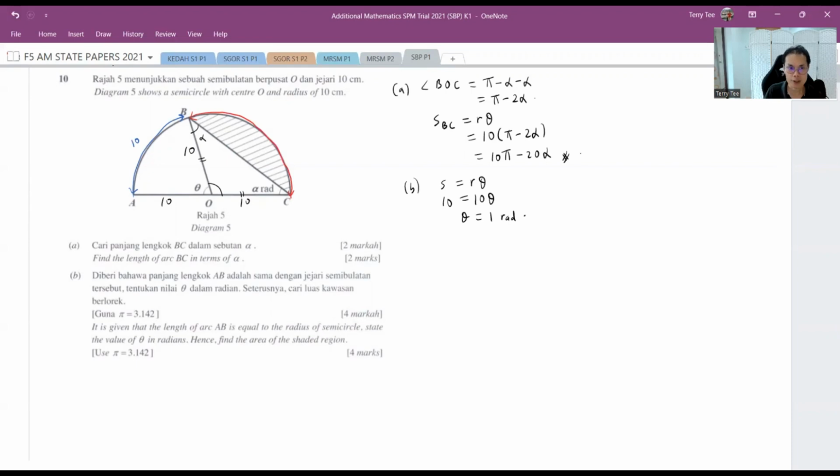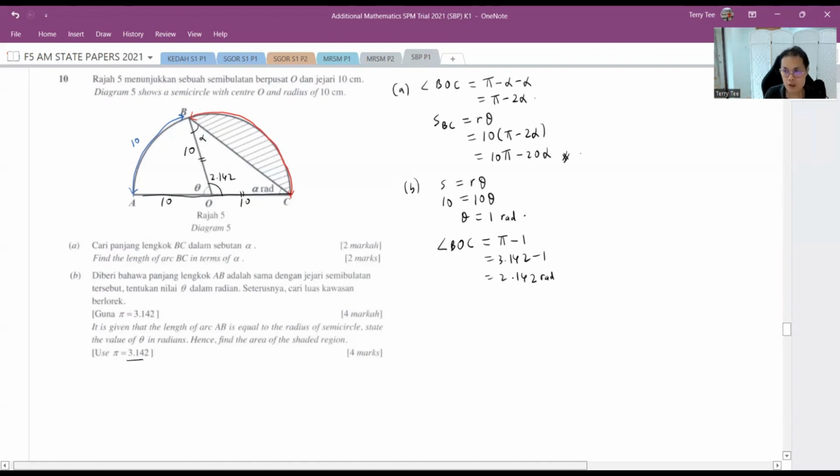If your theta is 1 radian, right? So we can actually find angle BOC. Angle BOC in this case, since this is a straight line, total angle for a straight line in degree is 180, in radian is pi. So we take pi minus 1. Now, take note, we have to use 3.142. So if you take 3.142 minus 1, you get 2.142. So that is your angle BOC, 2.142 in radian.